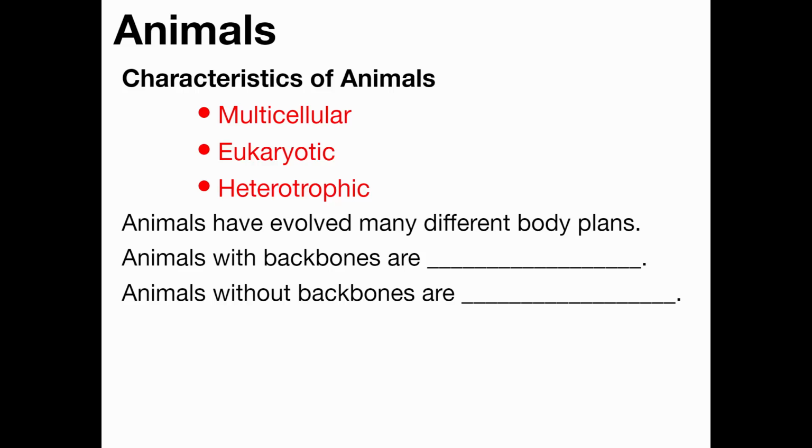What is the name for those things? With backbones? Vertebrates. Without? Invertebrates. So we have vertebrate animals and invertebrate animals. Which of those groups is most abundant? That's what a lot of people might say, but it's actually invertebrates, and there are more types of species of invertebrates.